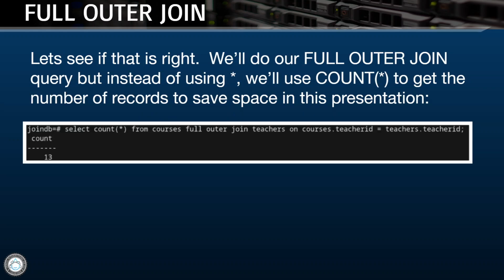So let's do our full outer join, and this time to make sure we understand why it worked, instead of displaying records, we're going to count and make sure that we had 13. So our select statement is going to use the count like we have here. And if we run our full outer query, just like before, we're joining our courses with a full outer join to our teachers. And our relationship is on the teacher IDs. And we get 13 results back.